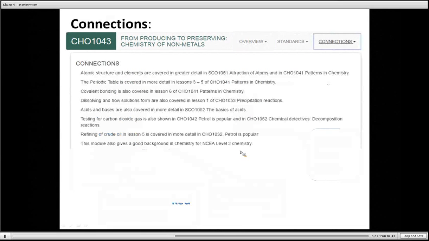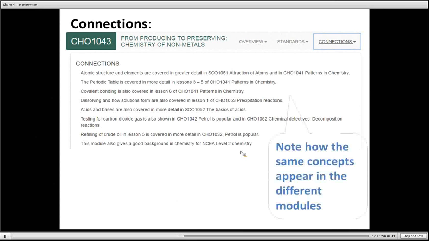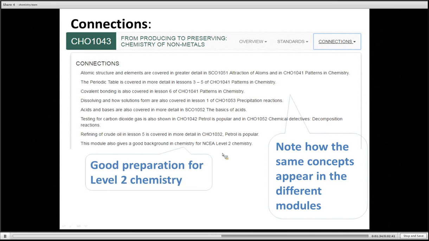The connections tab tells you how the chemistry is interrelated, and the more chemistry you do, the easier you will find it, because all chemistry is around the atom and bonding of those particles, ions, formulae, equations, and so on. So this is very good to show you the links, and this particular module is also very good to prepare you for level 2 chemistry for NCEA.